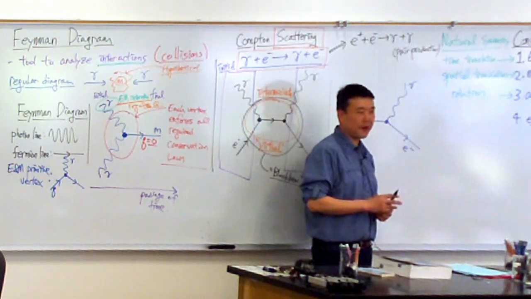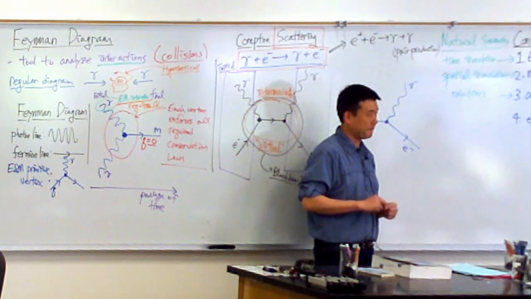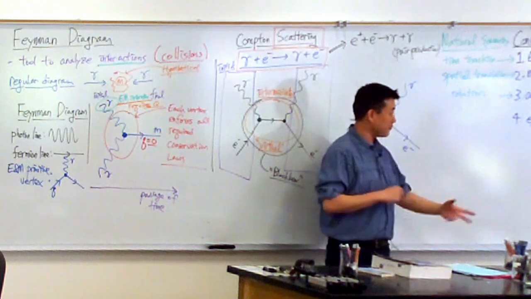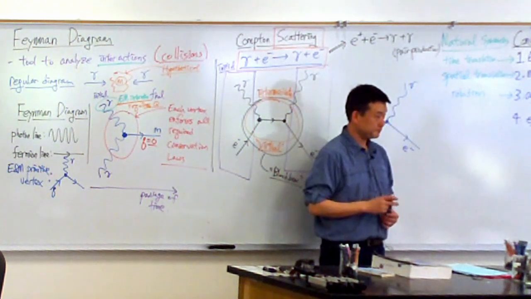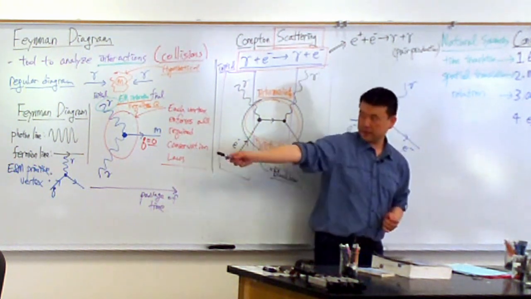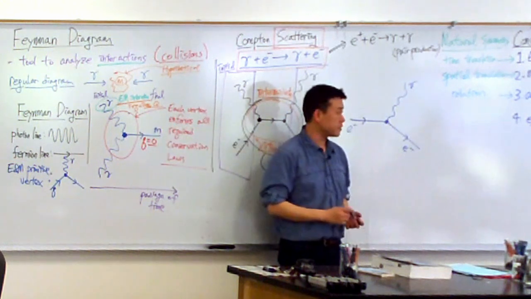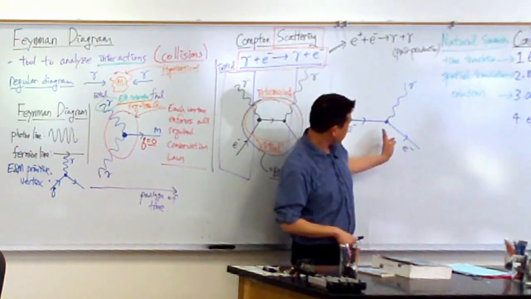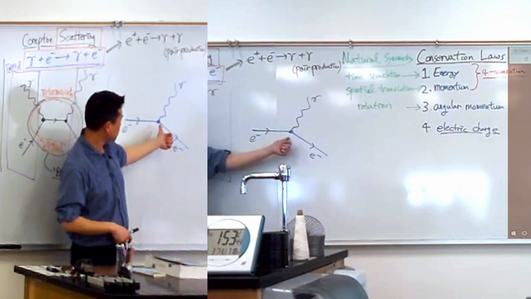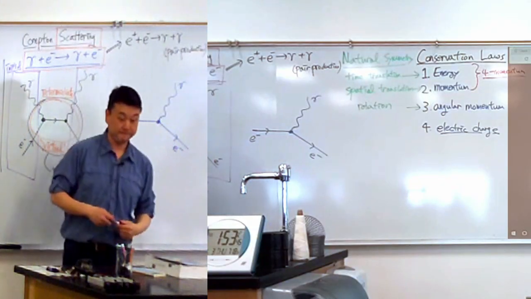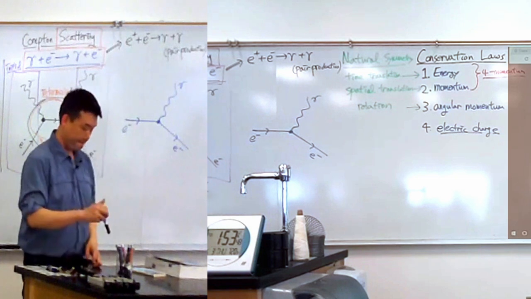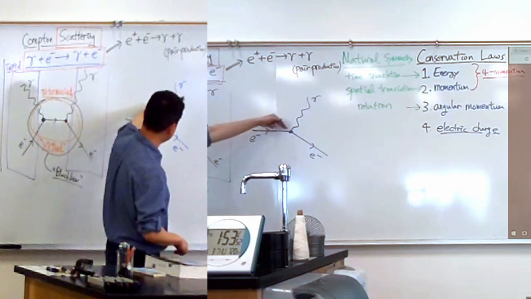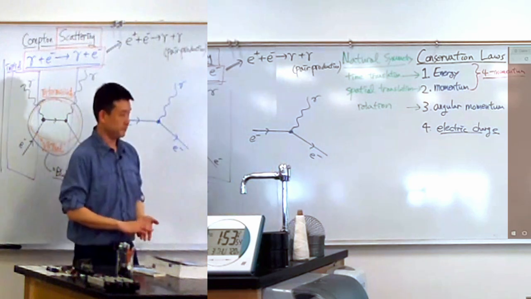Can someone see why? Well, electron interacting with the photon, that's possible. Kind of comes back to this idea. Each vertex enforces all required conservation laws. Which of the conservation laws would you have trouble with at this vertex? Charge is conserved. One negative charge comes in, one negative charge goes out. So charge is good.